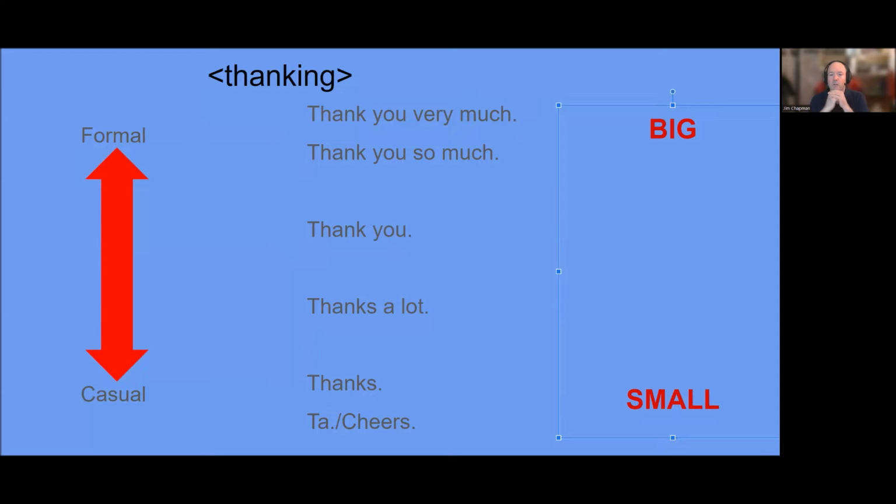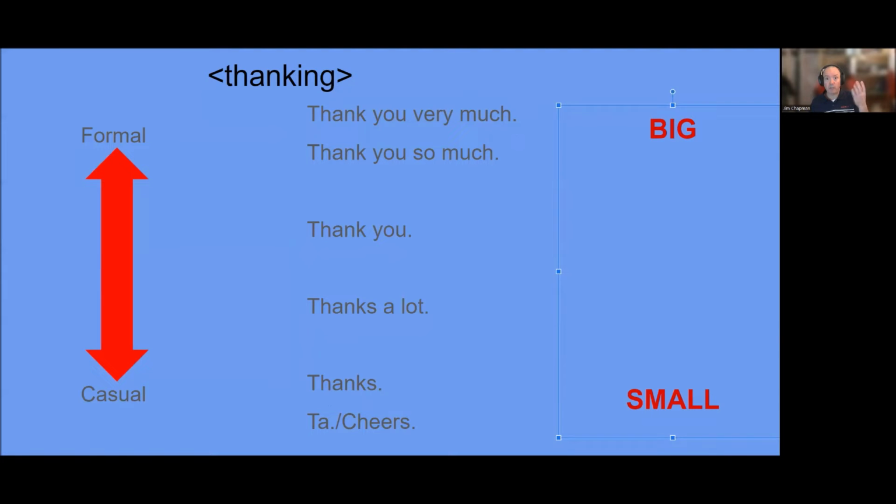Okay, so what I want to show you about thanking is there are formal thank you words and there are casual thank you words. Now, it doesn't mean that I use these every day, but it means you may experience them. And again, this is life in Canada. Different countries have a different style.